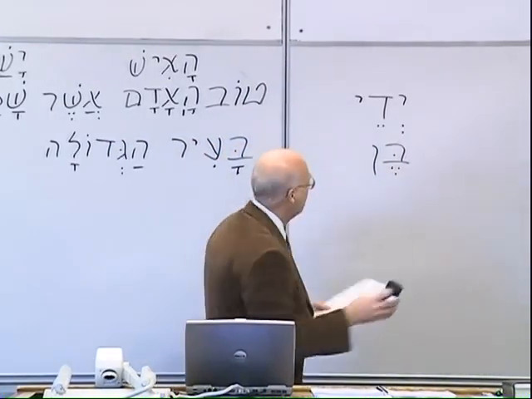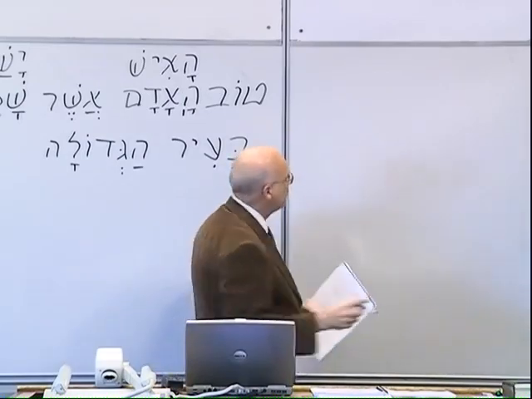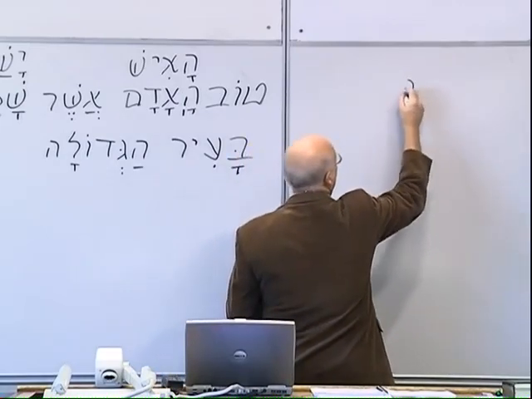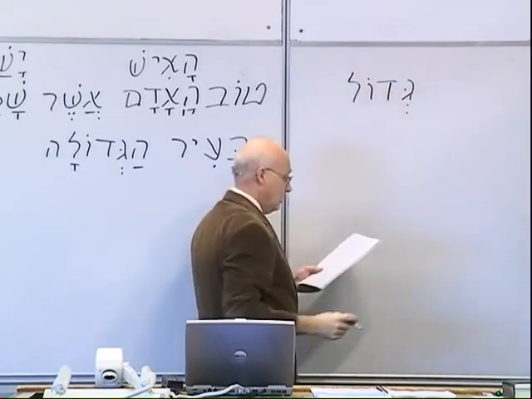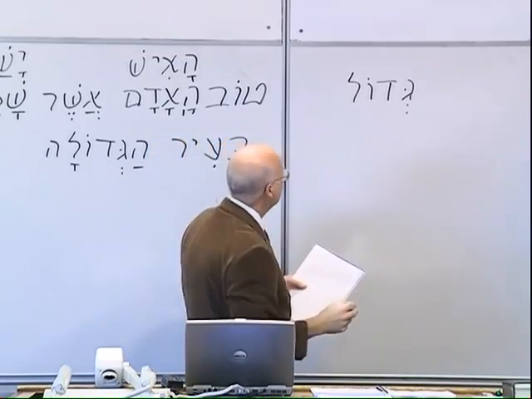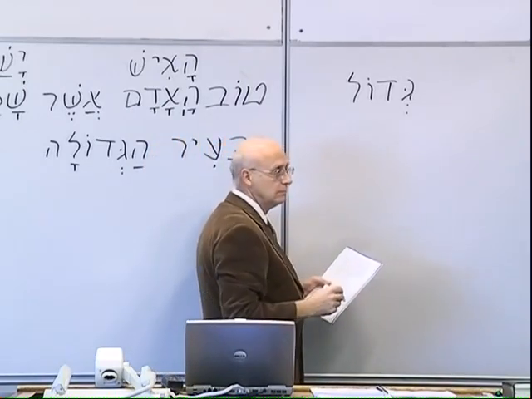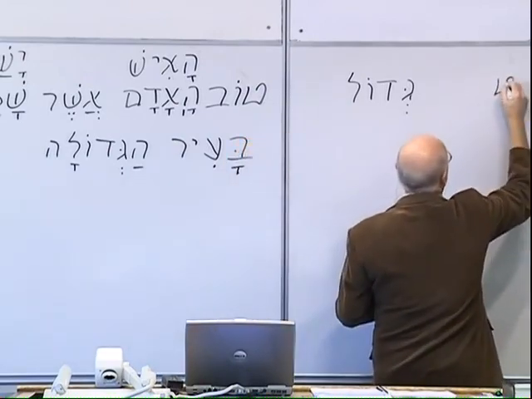Gadol, gimel with the schwa. Okay, good. The gadol becomes gadol. All right? Number 6, Mike. Tov, there was no change. No change. Tov remains tov.